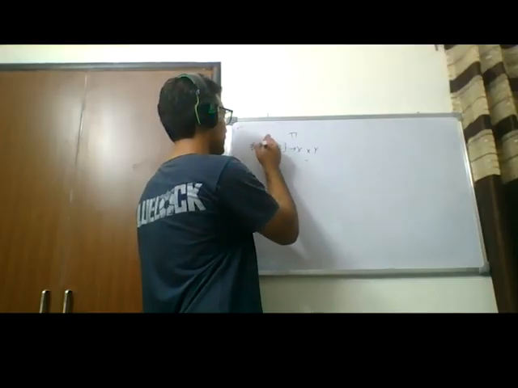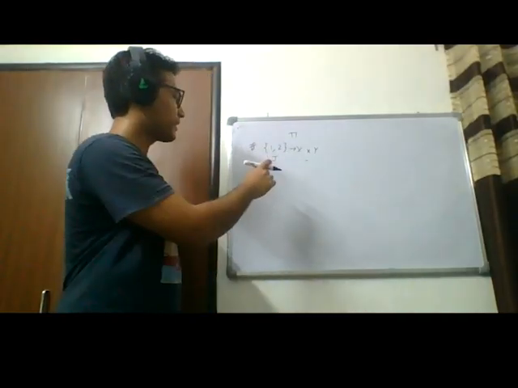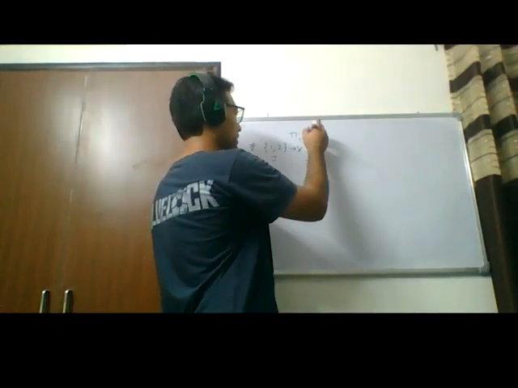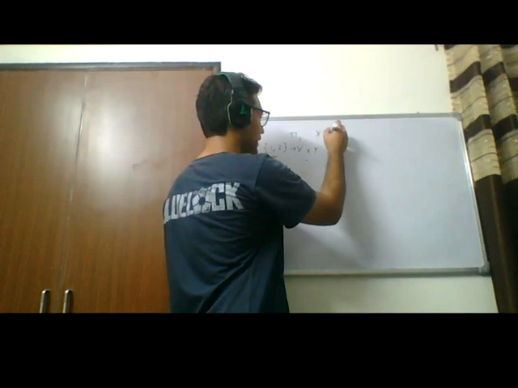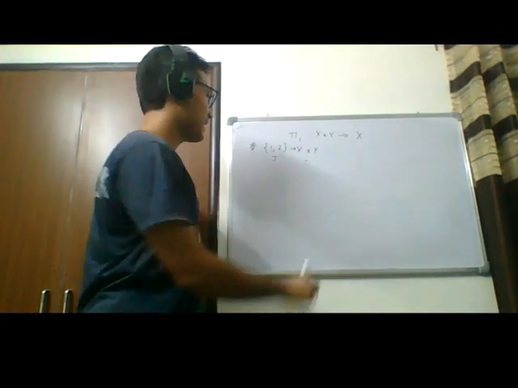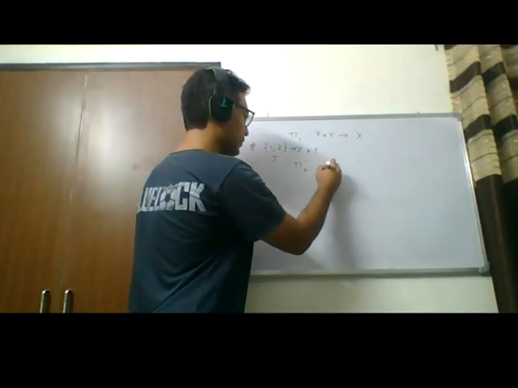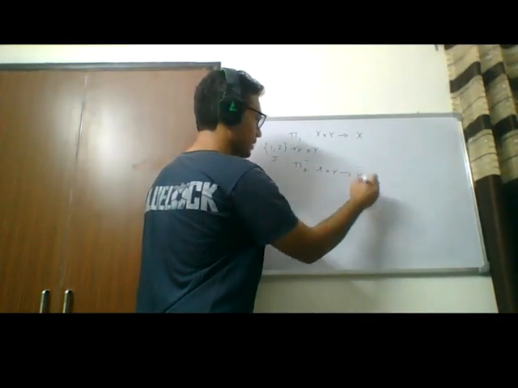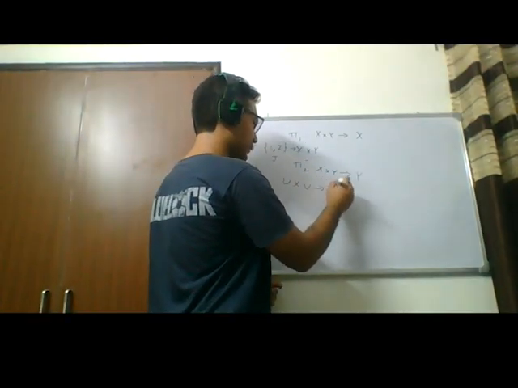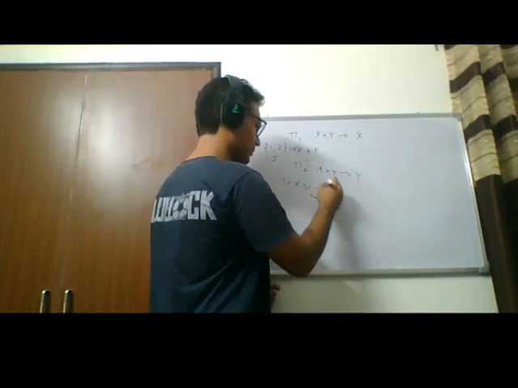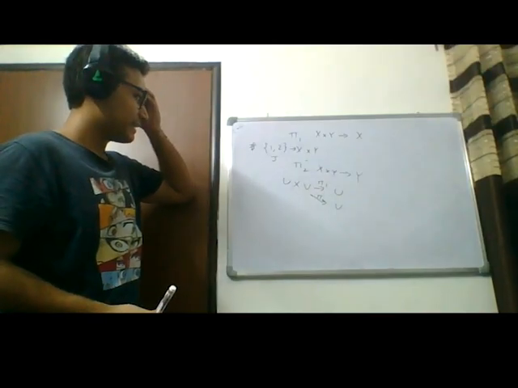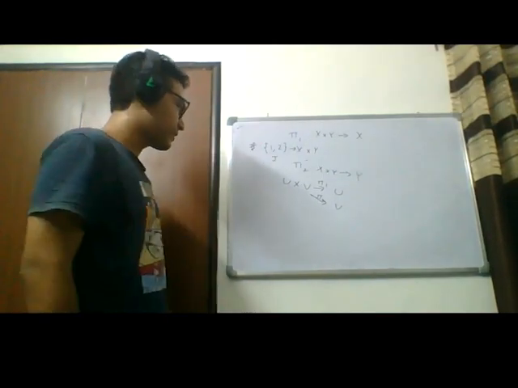Because we have the index set, we can define the projection on any member of this index set. Essentially, pi 1 sends any (x, y) in X cross Y to x, and pi 2 sends any (x, y) to y. So U cross V is sent to U or to V by pi 1 and pi 2.